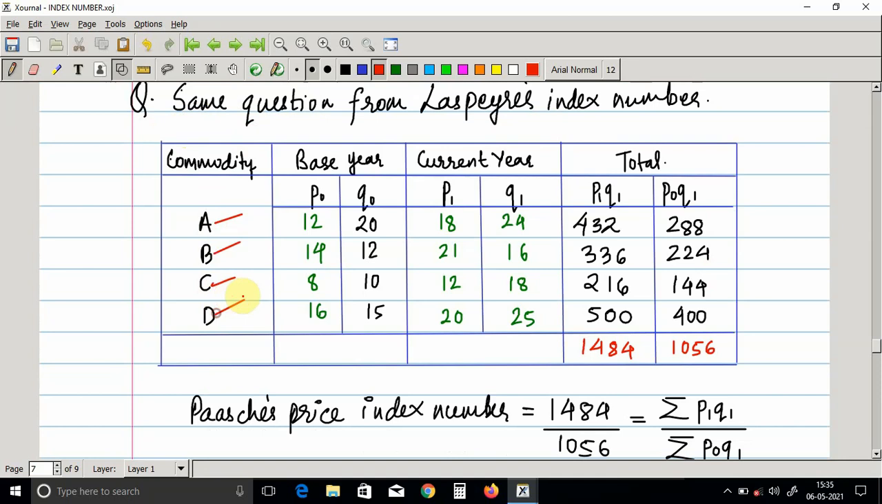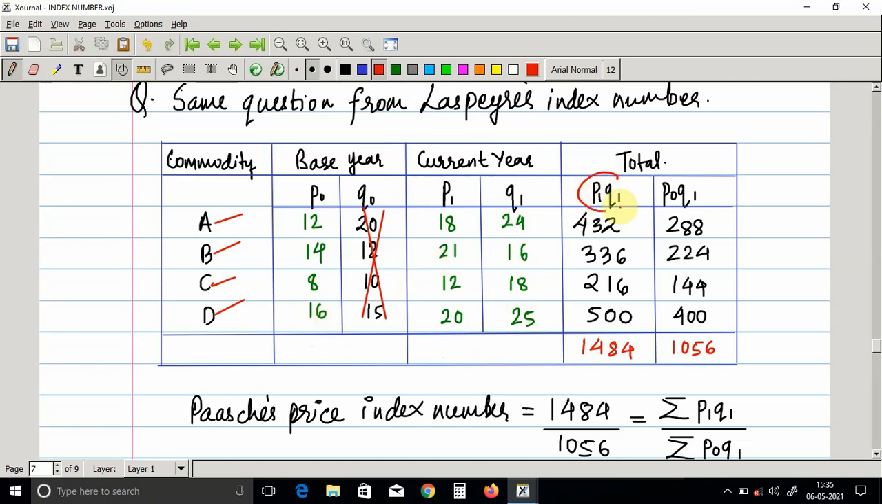Commodities A, B, C, D. Base year data is this. The colored figures indicate that we have to do the calculations with that. We are not connected with the quantity you had purchased in the previous year. So in the current year, you want to purchase 24 units of A, 16 units of B, 18 units of C, and 25 units of D.